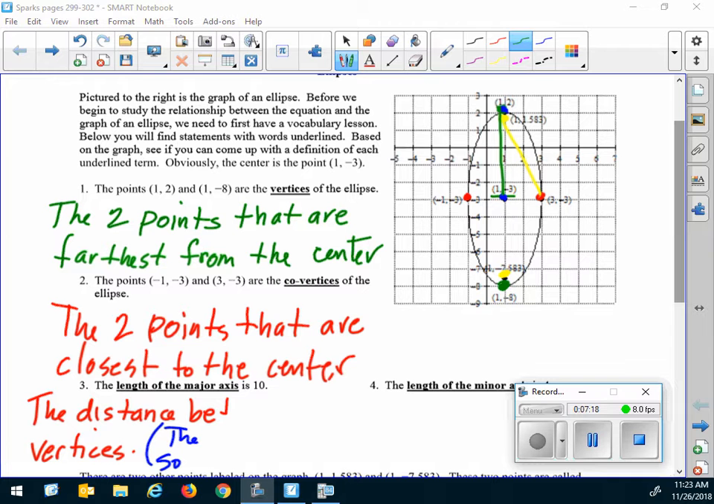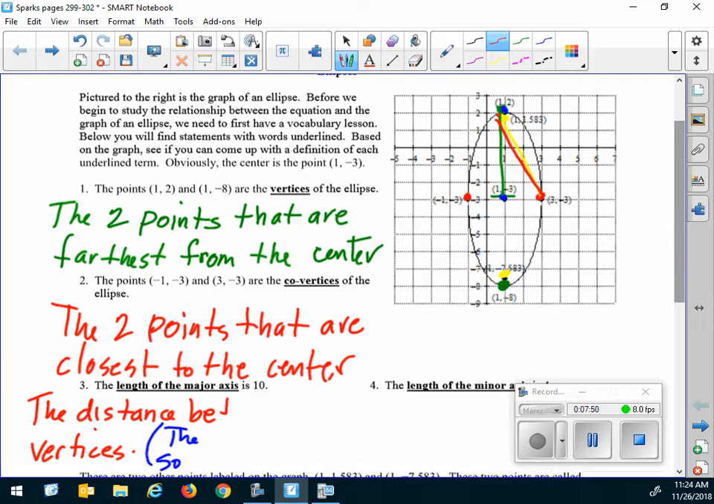Are those two lengths about the same? Yeah. So here's the deal. This length right here from a focus to a covertex is the distance from the center to a vertex. But what is the distance from the center to a vertex? It's in your notes. What do we call the distance from center to a vertex? A. The distance from the center to a vertex is A.